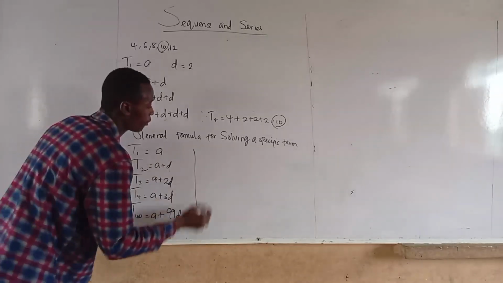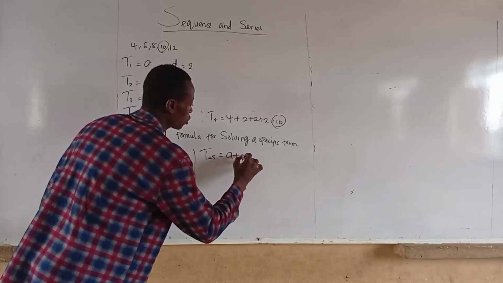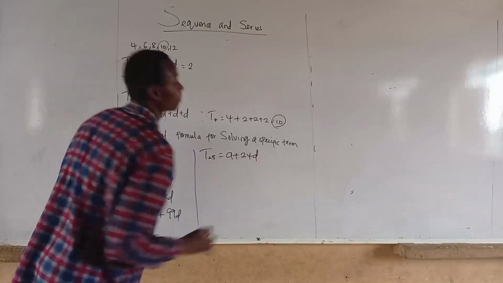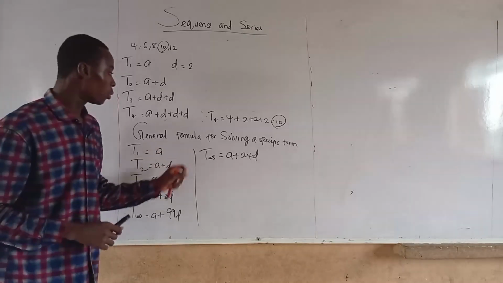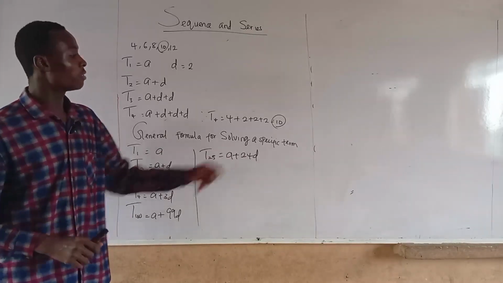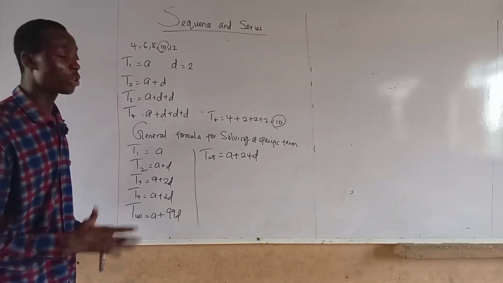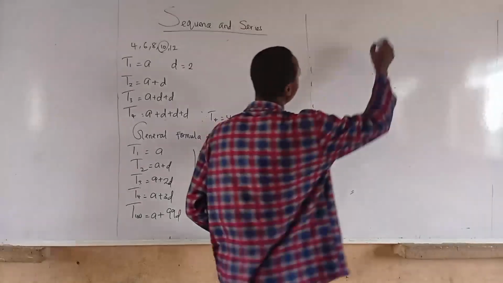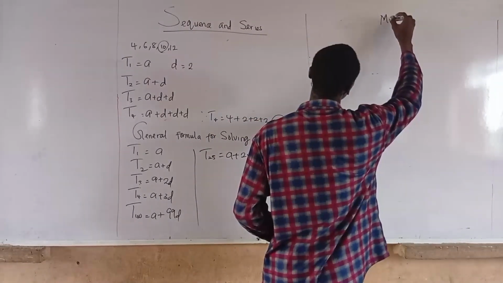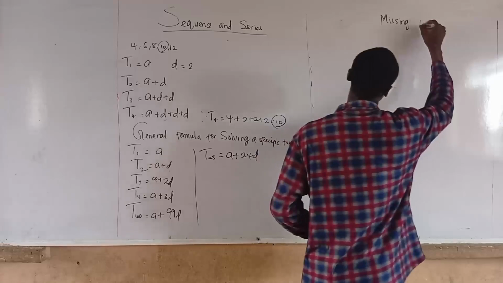Okay, now tell me the formula for the 25th term. It will now be equal to what? A plus 24D. That's all about the general formula for solving specific terms. So with that being said, let us solve practice questions under this topic. That is what? Missing term.